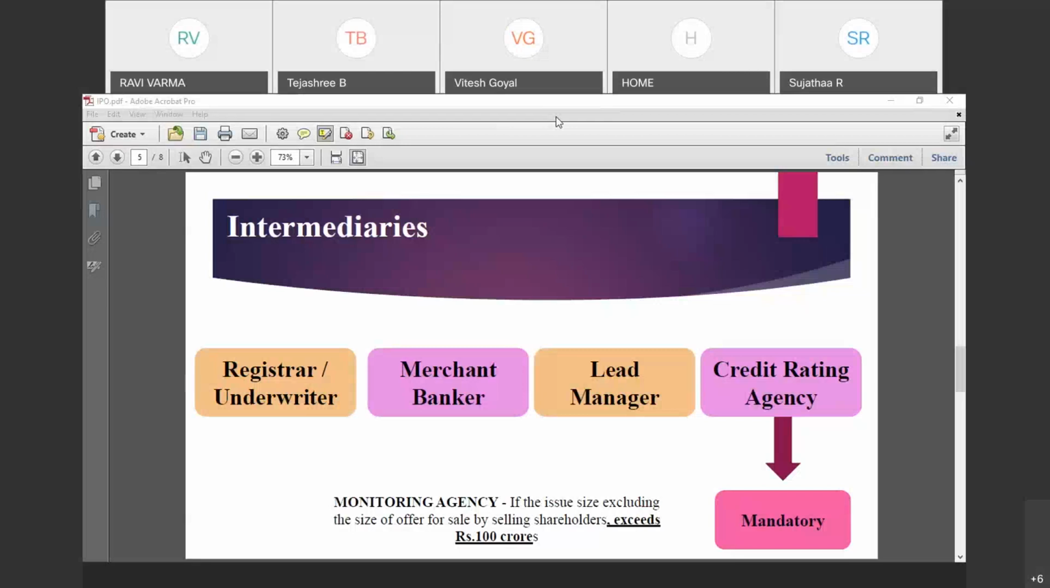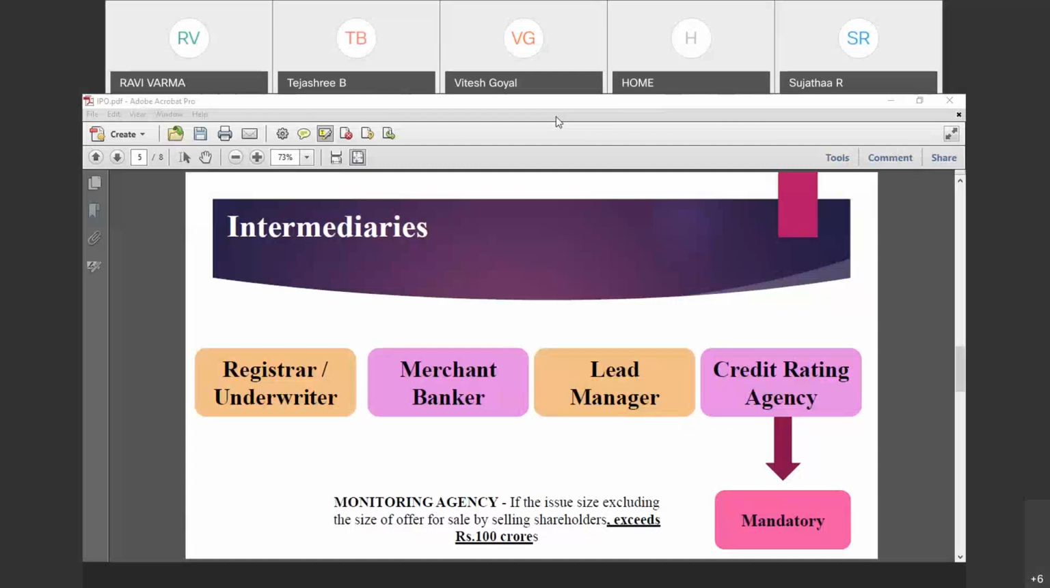So their appointment is basically done with the intention of work allocation. For example, you can see on the screen, a registrar is very much required. Why? To keep a register of the issue, how many shares are to be allotted, to whom they should be allotted, and they will coordinate with the bank from time to time. Everything is required by them, called a registrar. They will monitor and keep a tab on everything.